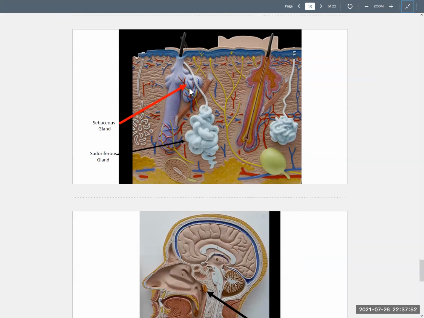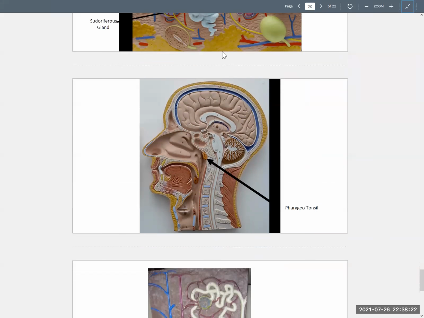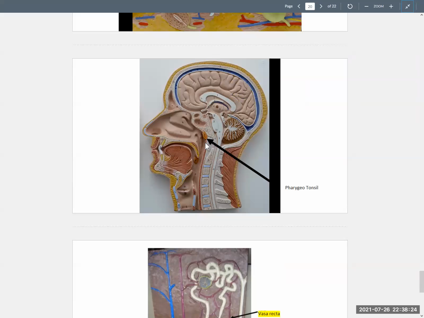An oil gland or sebaceous gland is a holocrine gland. You need to know the word holocrine. Sudoriferous gland is a sweat gland, secretes sweat. You need to know that it's a merocrine gland. Here's the dermis. And then starting with the dark material to the top is the epidermis. The pharyngeal tonsil. The palatine is here.